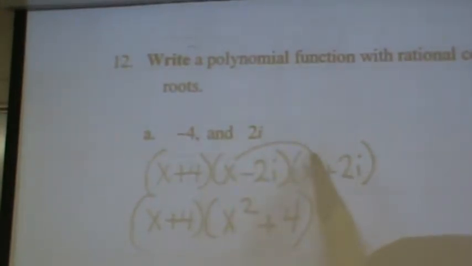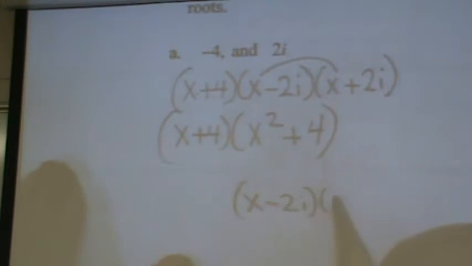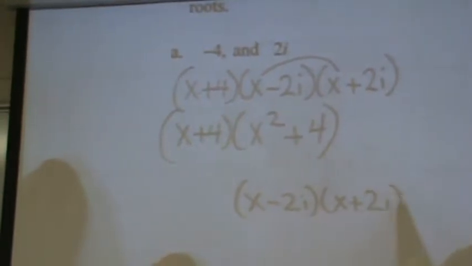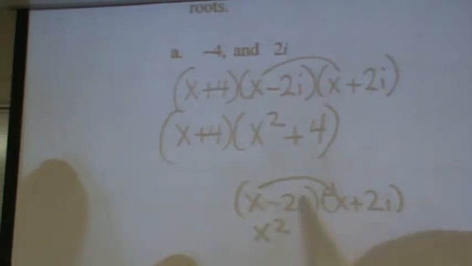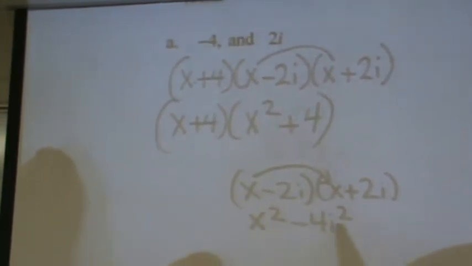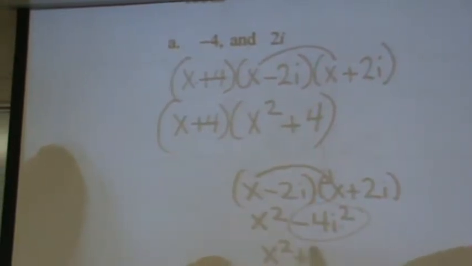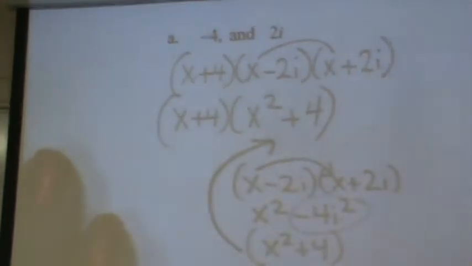X times x is x squared. The next two cancel, and then -2i, this is what you have here. X minus 2i times x plus 2i. So if you factor this out, you get x squared, the next two cancel out, and then you get minus 4i squared, and i squared is -1, so this goes to plus 4. So that's how I got that.